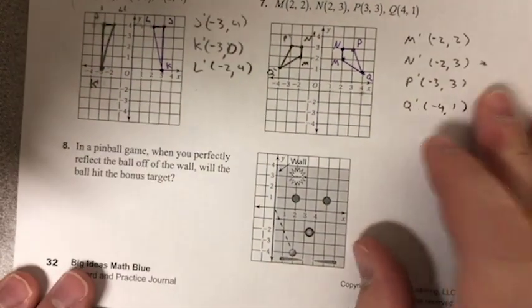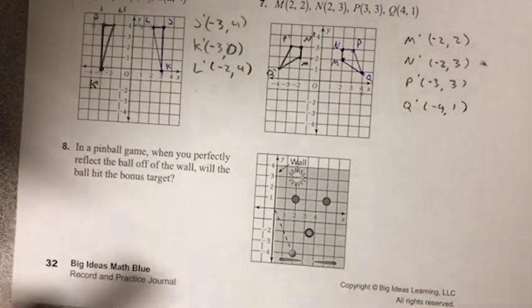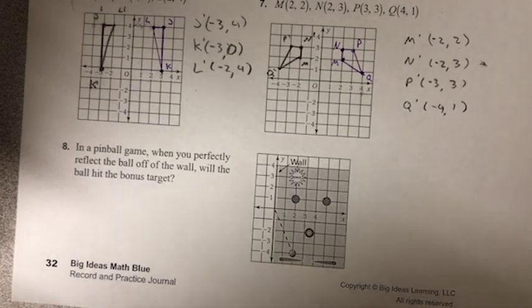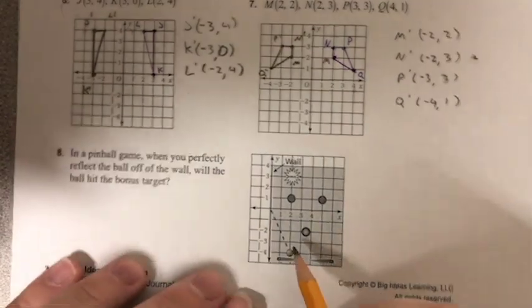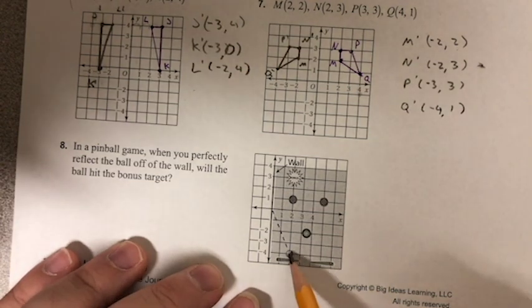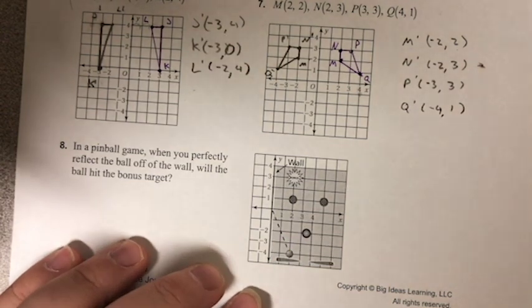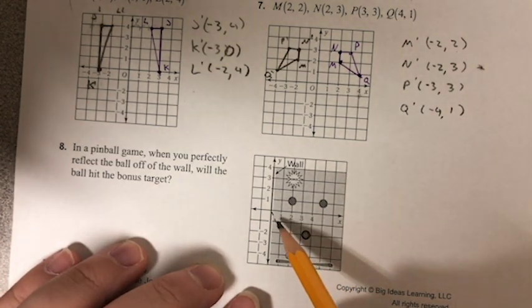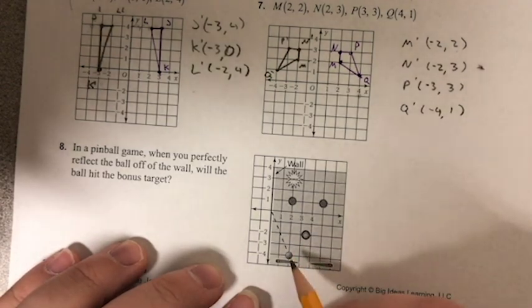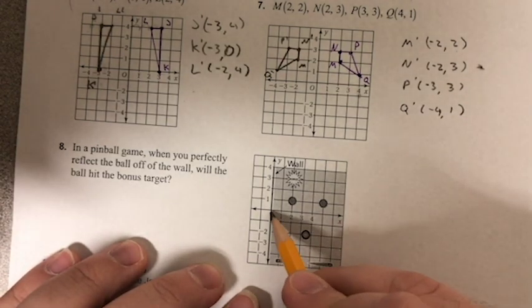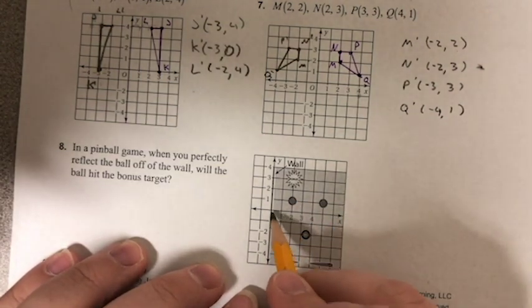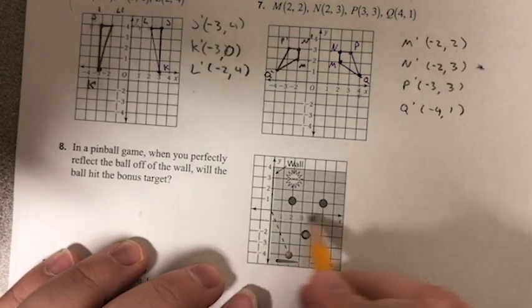All right, so let's look at 8, and then we'll be done with this information. It says, in a pinball game, when you perfectly reflect the ball off the wall, will the ball hit the bonus target? So let's look at it. Here is our ball right here, and we are going to come at this at an angle. This is actually something that goes into some physics and some trigonometry. This is actually pretty cool. But anyway, when we hit the ball, it's going to reflect perfectly. So it reflects off of this. It's going to be a reflection along the x-axis.